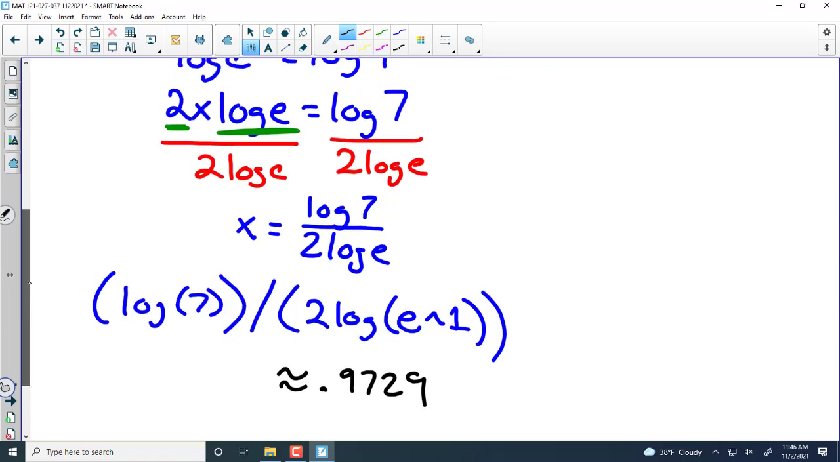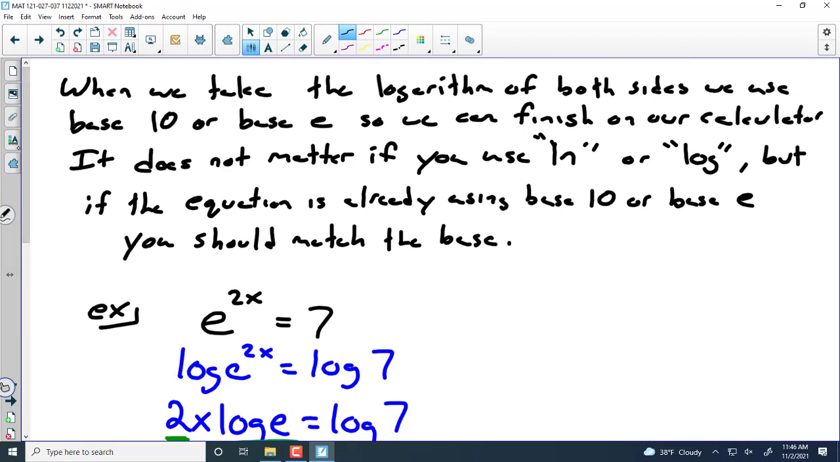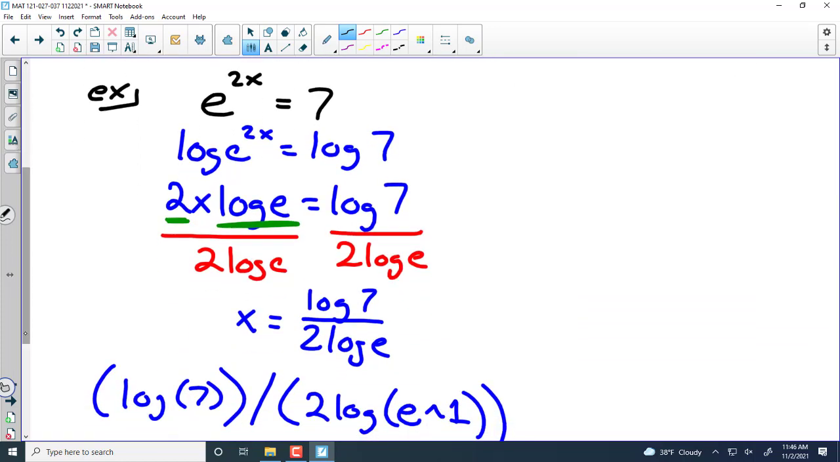So here's what I tell you. When you take the logarithm of both sides, we use base 10 or base e so we can finish on our calculator. It does not matter if you use ln or log. But if the equation is already using base 10 or base e, you should match the base. What base is this problem already using? E. Now watch this.